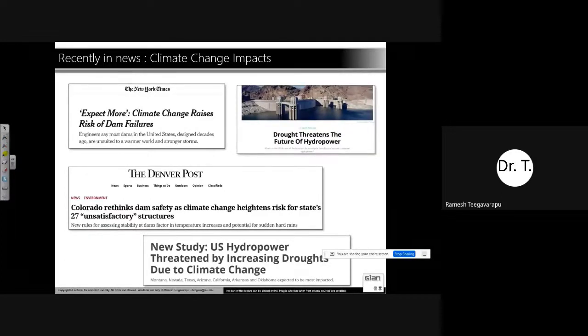So here are the most recent headlines from the United States, and you can see that climate change raises the risk of dam failures. Many reservoirs in the United States, especially in the west, are facing low flows because of the droughts, and that is posing a huge problem for hydropower production. In some places, hydropower production is very important for sustaining electricity in many cities, for example, Las Vegas, California. In many cities, you need hydropower generated, and that is threatened by climate change, especially the recurrence of droughts with higher frequency.